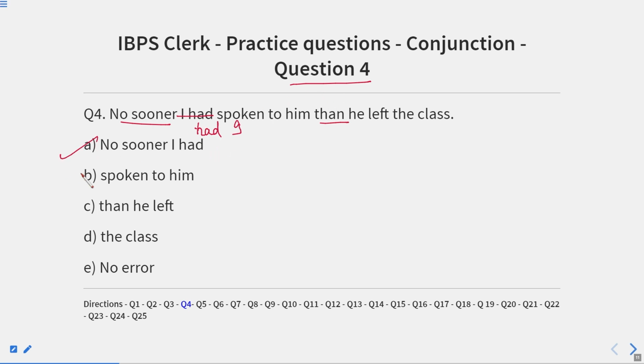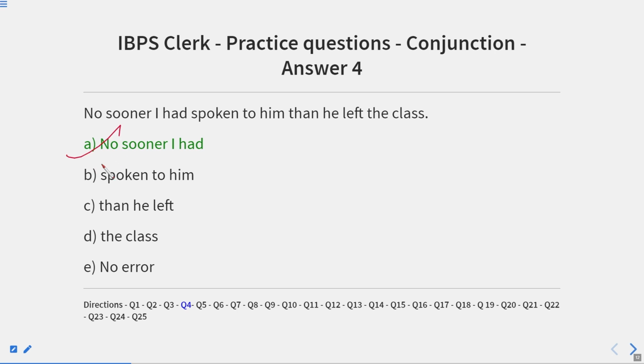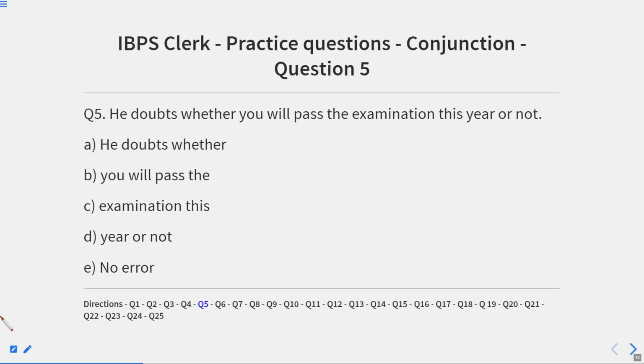So the error is in part A, and what will be the correct part? I had should be replaced with had I. So the correct sentence will be, no sooner had I spoken to him than he left the class. So this will be the correct sentence. I hope you got it. Now let us move to the next question, that is question number 5.